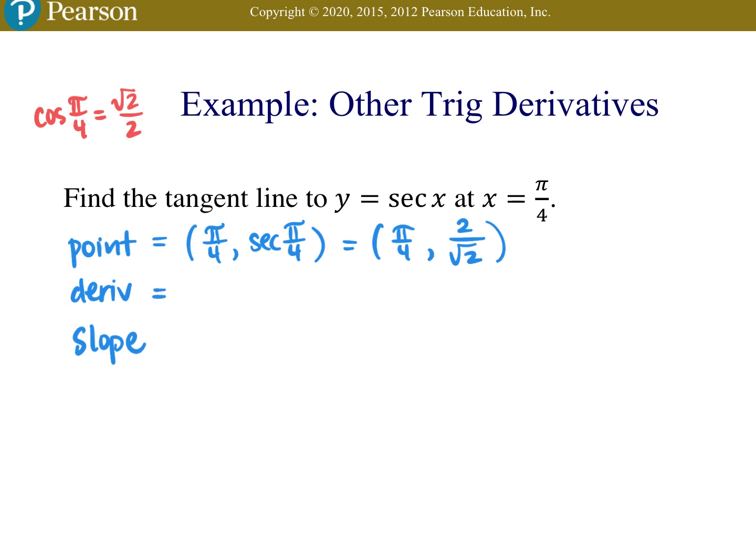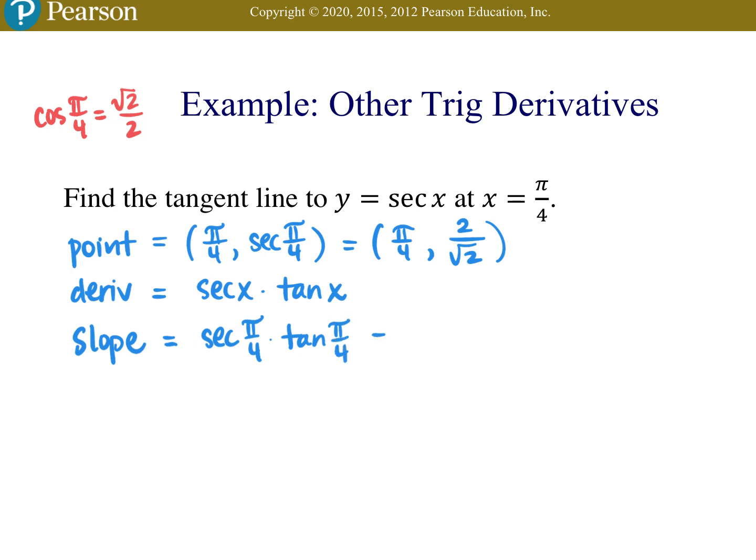All right, Isaac, you're on for finding the derivative of secant. Secant x times tangent x. Great, secant x times tangent x. All right, so Nathan, the ball's passed to you now. Your job is to find the slope. So I just plug that in, right? Plug that in. Okay, so we're going to plug in pi over 4 into both places.